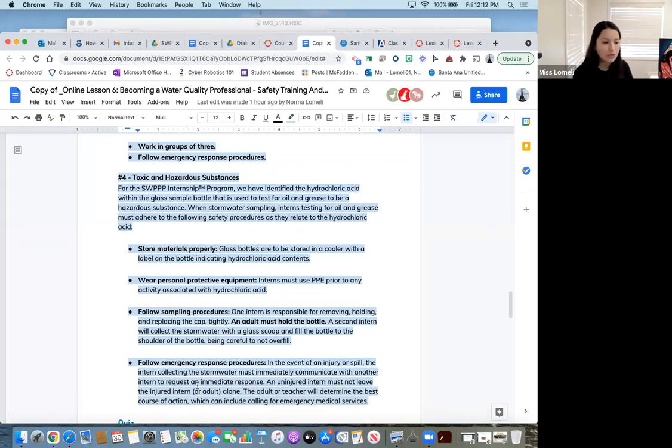Follow emergency response procedures. In the event of an injury or spill, the intern collecting the stormwater must immediately communicate with another intern to request an immediate response. An uninjured intern must not leave the injured intern or adult alone. The adult or teacher will determine the best course of action, which can include calling for emergency medical services.